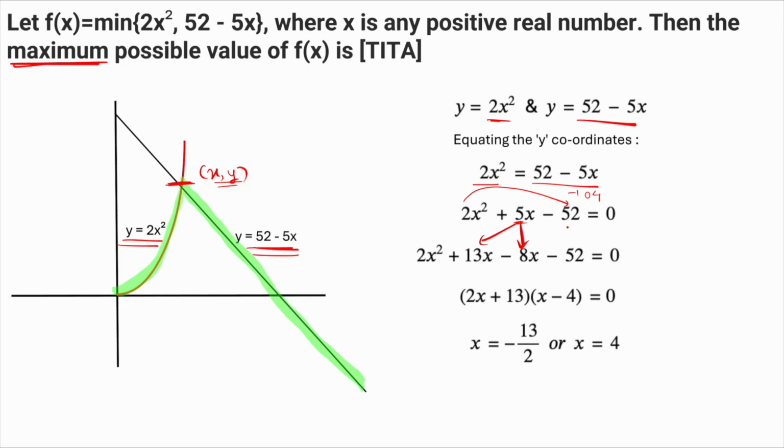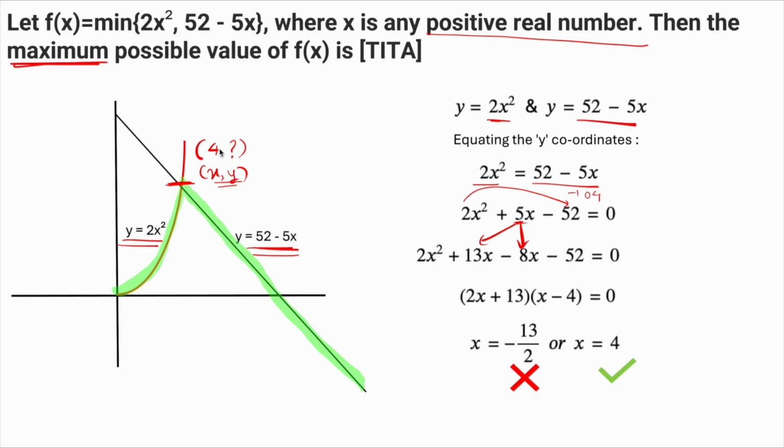But minus 13 by 2 is minus 6.5, a negative number. The question says x is a positive real number in this case. So we ignore minus 13 by 2 and we only want one value of x here, that is x is equal to 4. We have very simply found out the x coordinate of the point of intersection of these two graphs. Now we want to find out the y coordinate.